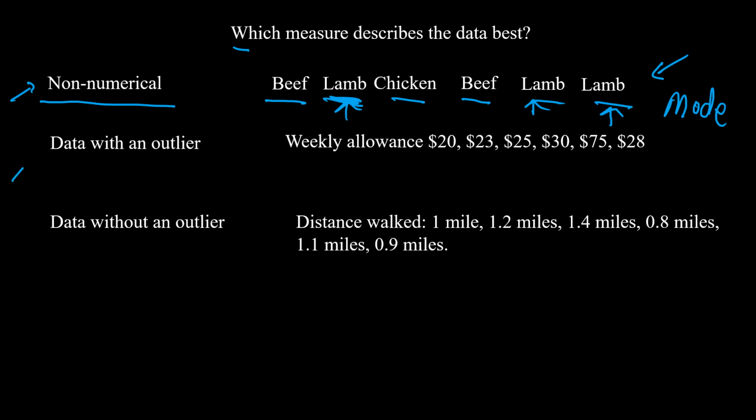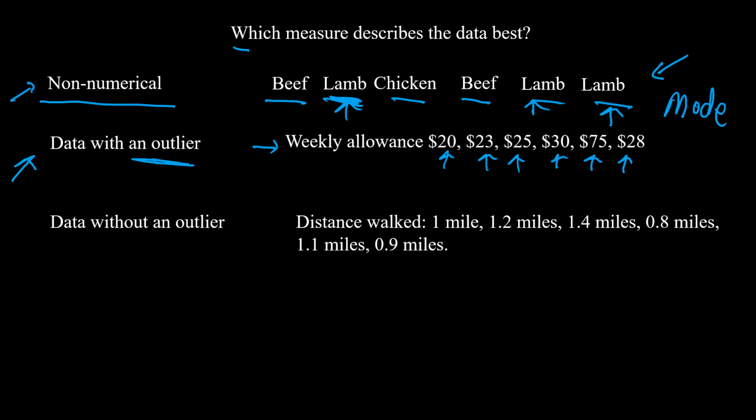What if you have numerical data? That means you have numbers, but you have an outlier. You have a big number. So let's look at this. Let's say you ask a group of students in a class what their weekly allowance is, right? So you have somebody saying $20, another says 23, 25, 30, 75, and 28. In this case, you have an outlier. Remember we said when you have an outlier and you figure out the mean, it kind of distorts the mean, okay? It makes it bigger or in some cases smaller than it's supposed to be. So it's not a good representative. Okay, so in this case, we would not want to use the mean.